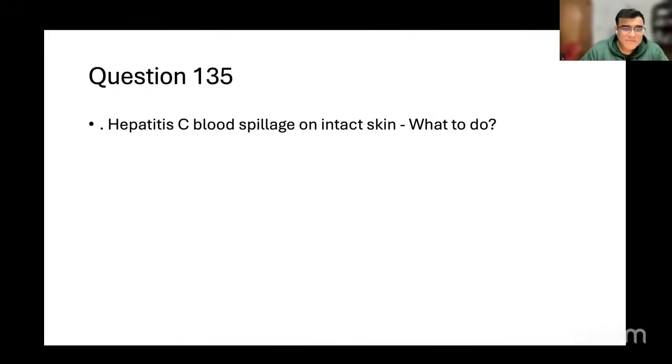Hepatitis C has no post-exposure prophylaxis available. The only thing you can do is rigorous hand washing, and get yourself tested before and after a while. If it is positive, then you get treated. Otherwise, no need to worry. There is no post-exposure prophylaxis for hepatitis C, unlike hepatitis B and HIV.